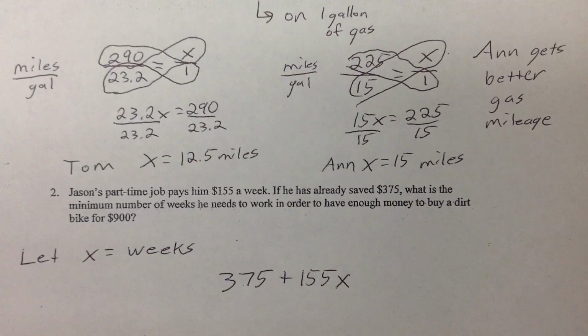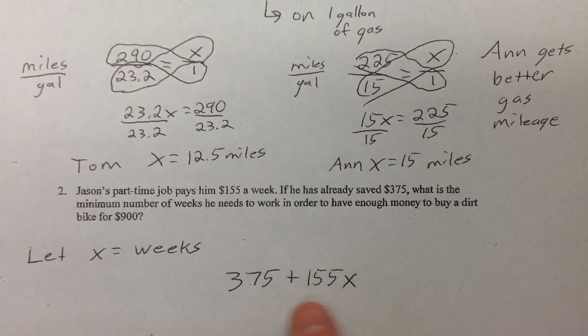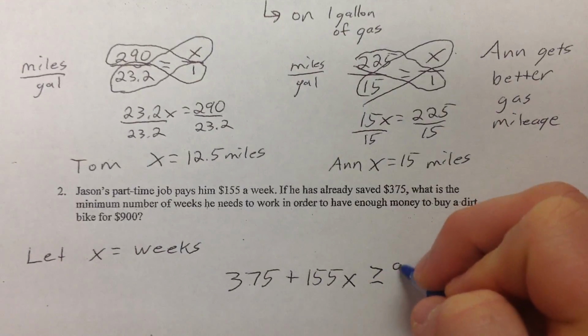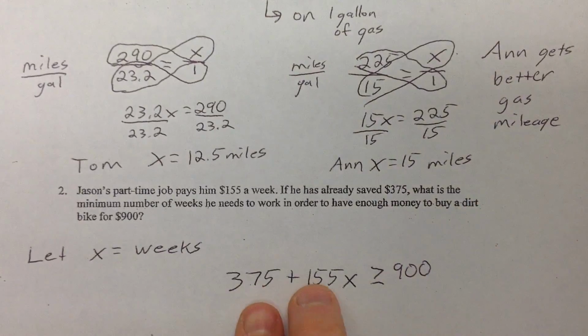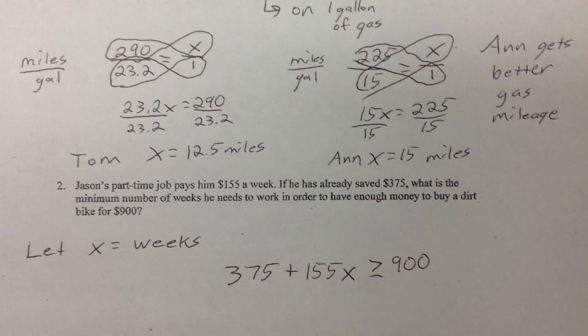All right? Now he needs a minimum of $900. So that means this side doesn't have to exactly equal 900, but it has to be greater than or equal to 900. We need these two numbers when added together to be greater than or equal to 900. Otherwise, he's not going to have enough money to buy his dirt bike.